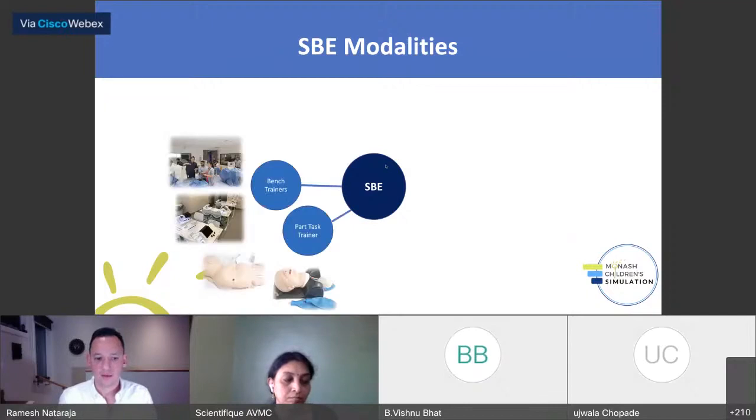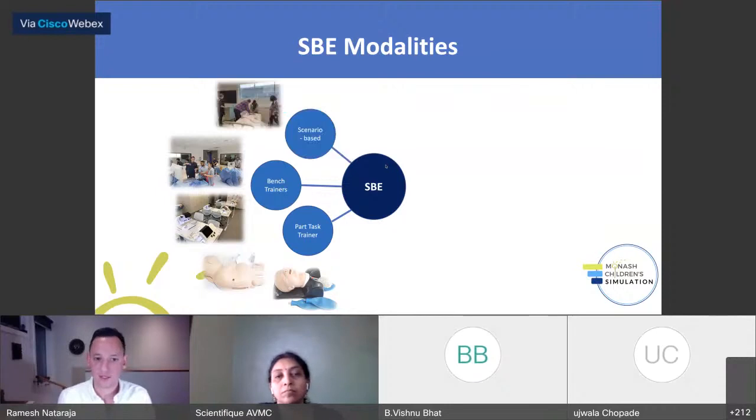So what is it? Bench trainers, part task trainers. I'm sure you've all seen these kind of mannequins. You've practiced on them. You've probably used laparoscopic simulators as well in your practice, and these are all part of simulation. We use scenario-based, a common thing for us would be APLS or ATLS or BLS, where we use a mannequin to practice resuscitation based around a scenario.